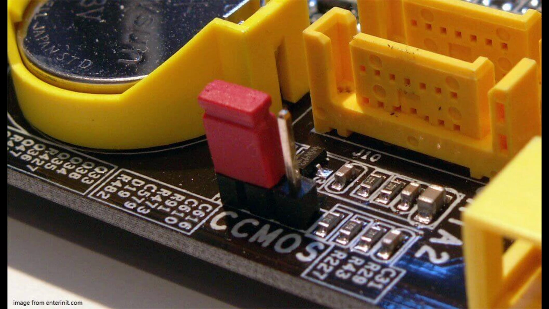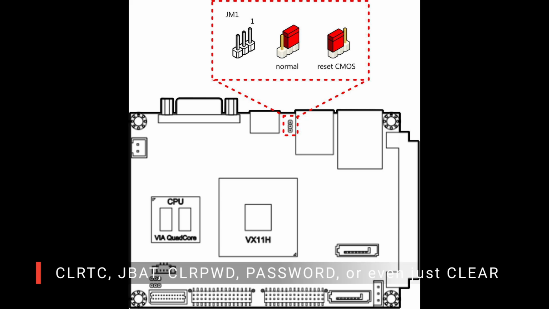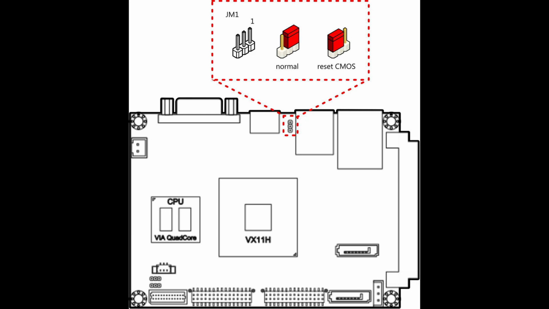Look around your motherboard surface for a jumper with the Clear CMOS label, which will be located on the motherboard near the jumper. These jumpers are often located near the BIOS chip itself, or next to the CMOS battery. Some other names by which you might see this jumper labeled include CL/TC, CL/PWD, password, or even just clear.